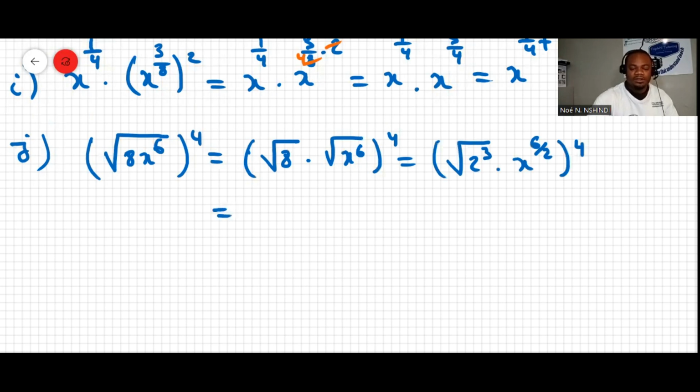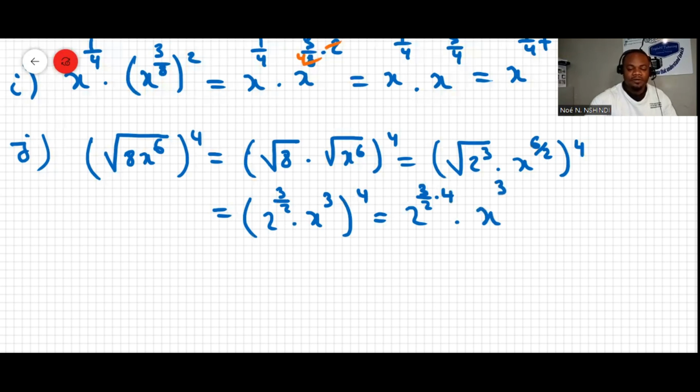And then that makes 2 to the power of 3/2 multiplied by x to the power of 3, all to the power of 4. And then that makes what? 2 to the power of 3/2 multiplied by 4 times exponent, multiplied by x to the power of 3 times 4. And then there, this 4 and 2 left with 2. That makes 2 to the power of 6 x to the power of 12. Okay, that's the answer. Well, we can also do it this other way.